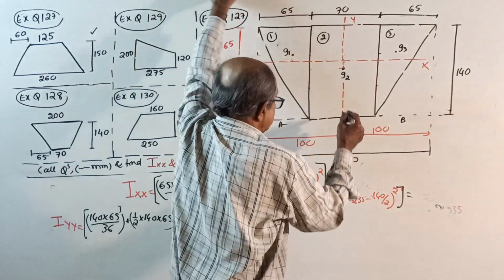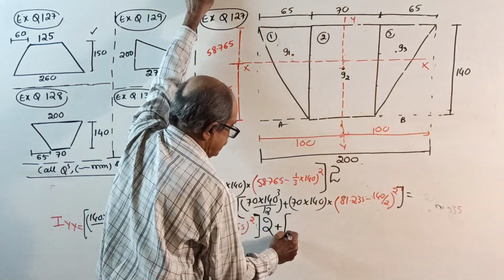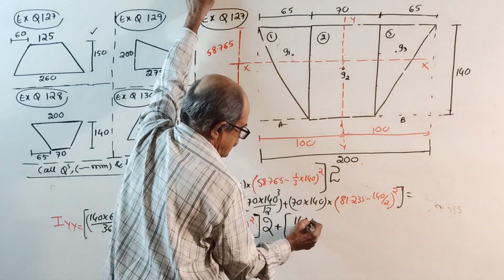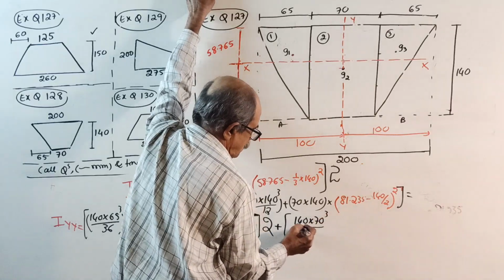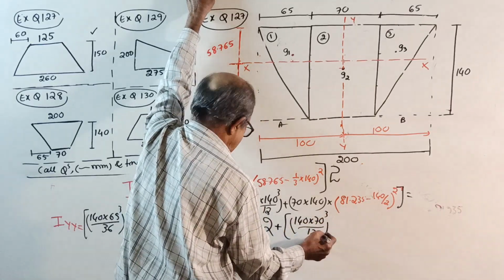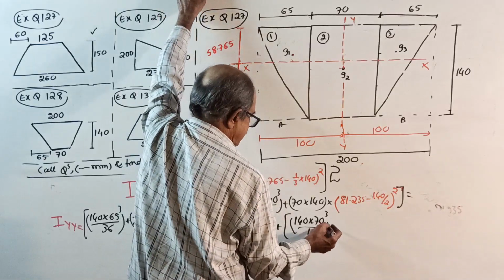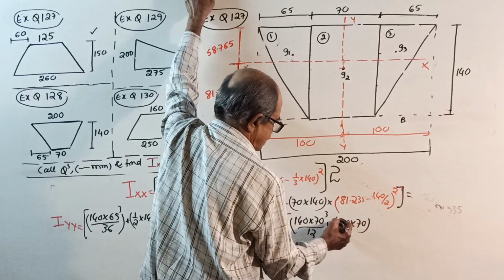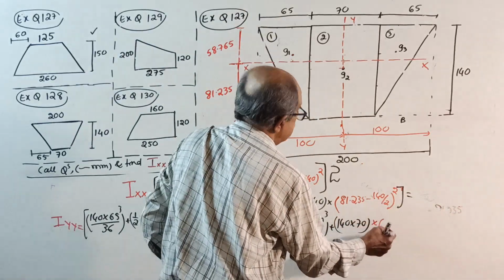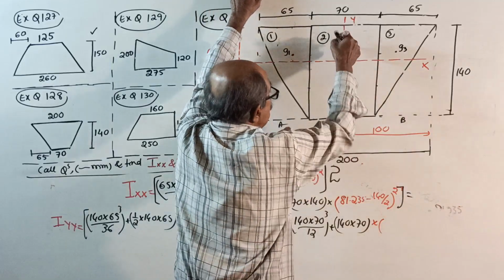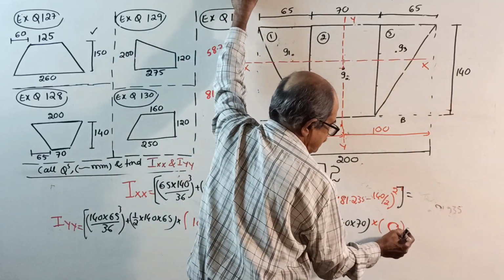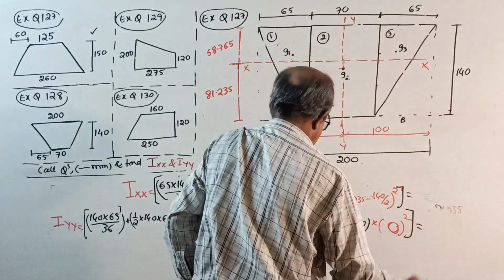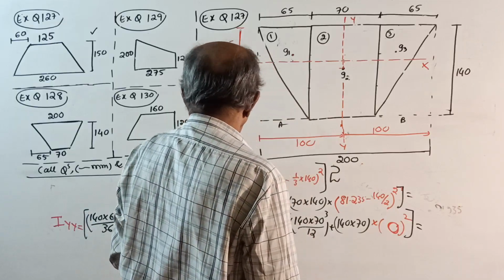Identical there also. Next for the middle one, plus 140 into 70 cube by 12. This time 12. Why? It is a rectangle. Plus area 140 into 70 is the area, into G2 lies in YY 0 square over. Get the value of Iyy. Ixx over, Iyy over. Anything missing?